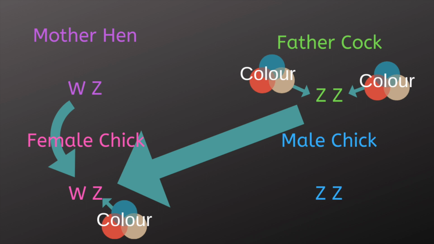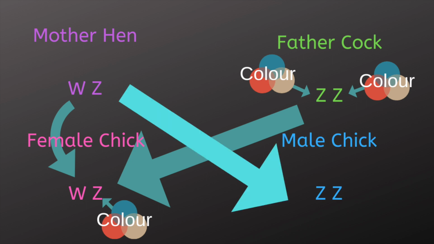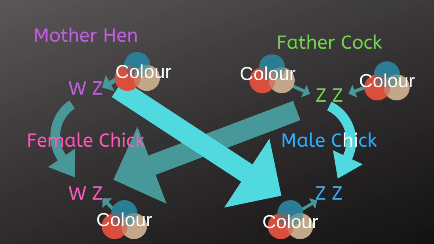A male chick will inherit from his mother her Z chromosome, and from his father he inherits either one of the 2 Z chromosomes. This means whichever colour the mother shows, the male chick must inherit the gene for that colour. His second gene for base colour would be inherited from his father. It could be either one of his father's 2 base colour genes.